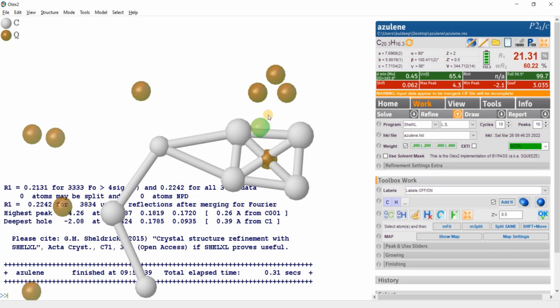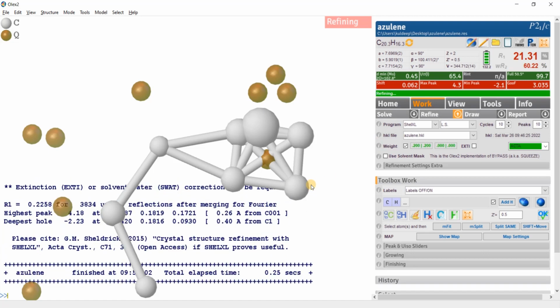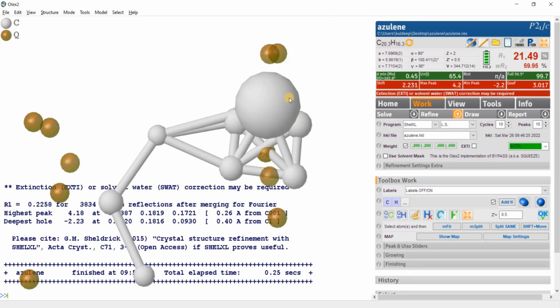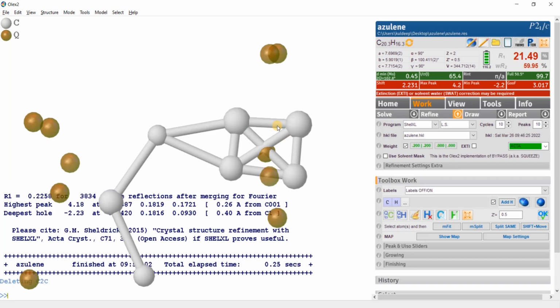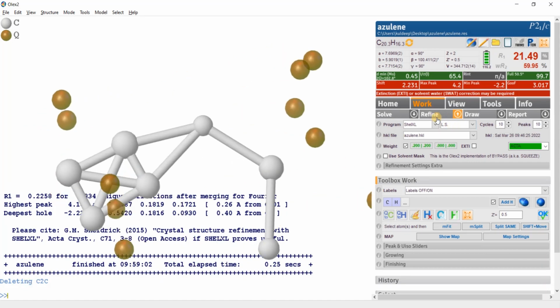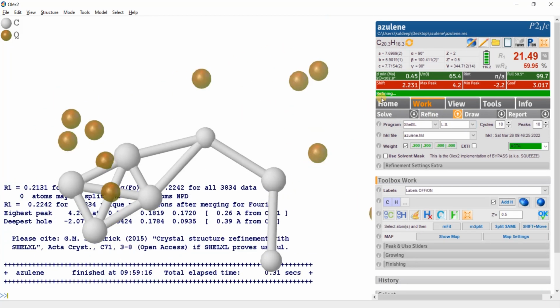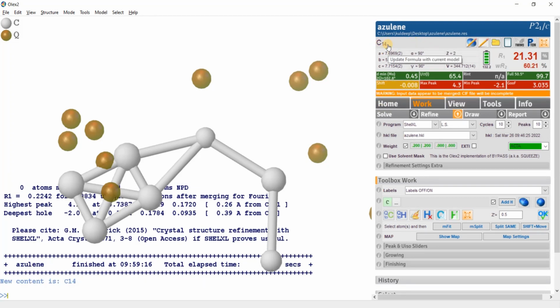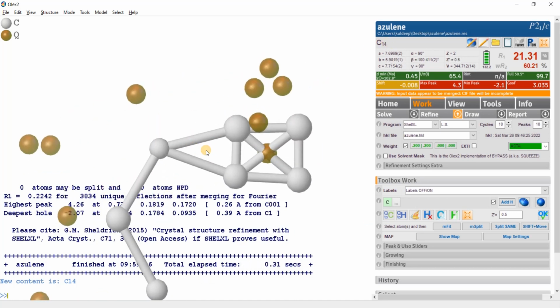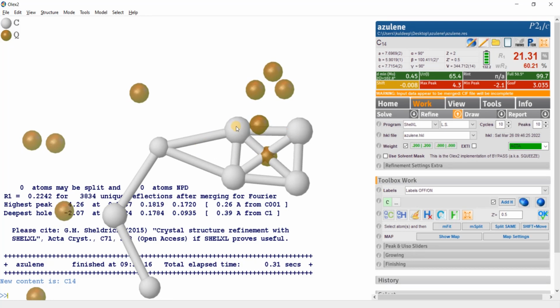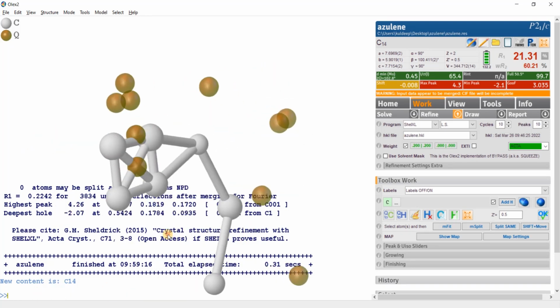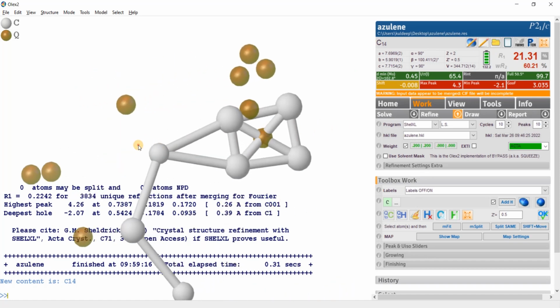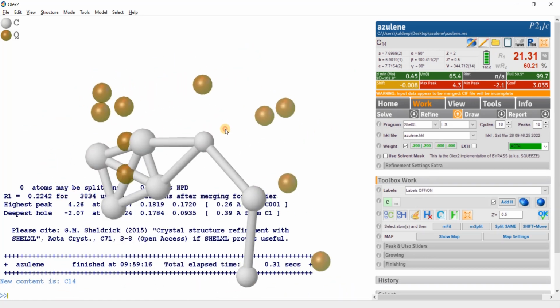But still, if you want to refine it as a carbon atom, then what will happen? The thermal parameter will become too big and there is no further improvement in the R factor. So this should not be a carbon. Let's delete it. Now let's refine one more time. Now the shift value is around 0. Now we have only 14 carbons in the molecule. But here there are only 1, 2, 3, 4, 5, 6 and 7 carbons. Here there are 14 because of the symmetry of the molecule.